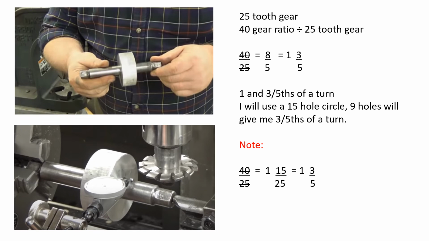I will need to choose a whole circle that can be divided by 5. 15 can be divided by 5, so I'll use a 15 whole circle on my indexing plate. 15 divided by 5 equals 3. I need 3/5, so 3 times 3 equals 9.